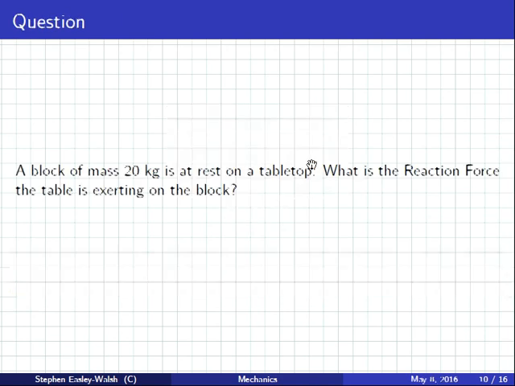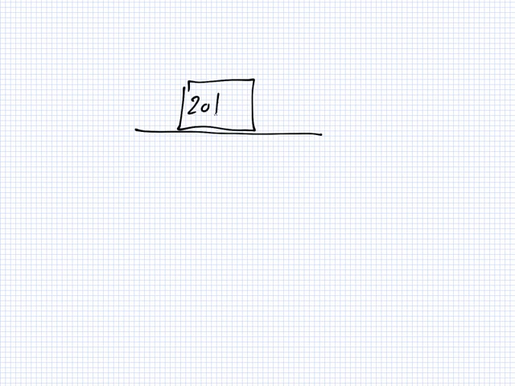So here's a simple example. We'll do it together. 20 kg is on the table. What is the reaction force? Okay, so this one. That's all it's going to be. So here's our table. Here's our 20 kg. It has a weight of 20 g. So the reaction force must be 20 g as well.